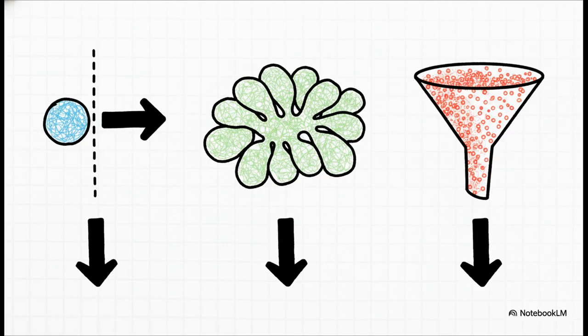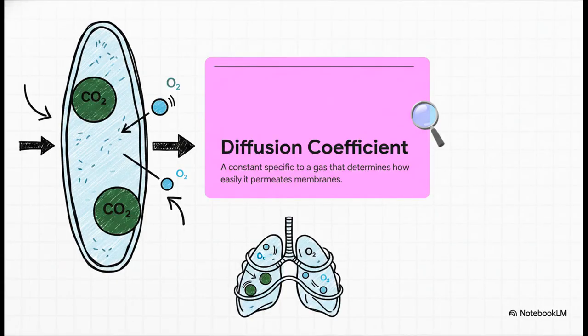When these 3 variables are firing on all cylinders, oxygenation is highly efficient. Let's look at each one to see exactly why. First up is the diffusion coefficient, or D. This is basically just a measure of how easily a specific gas permeates biological membranes. Now here's a totally fascinating clinical pearl. This coefficient is a constant that is unique to each individual gas. For instance, the carbon dioxide produced in your tissues naturally has a way higher diffusion coefficient than oxygen. It actually diffuses about 20 times faster.